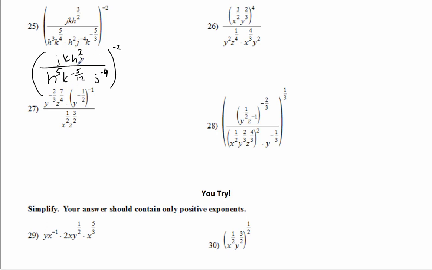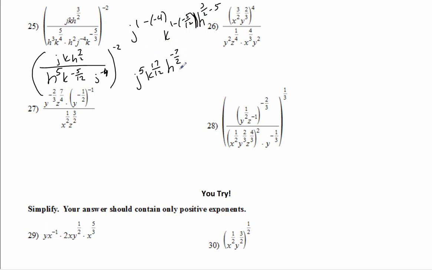So I can combine all my j's, my k's, and my h's from the top and the bottom, just like I did on the previous 4 examples. Then I can get the -2 going at the end. That could be the last thing I do. So let's do this. We get j to the 1 up top, minus a -4. Then I have a k to the 1 up top, minus -5/12. Then I also have my h up top, so I have h to the 3/2 minus 5. I'm going to calculate that real quick, and hopefully you do as well.